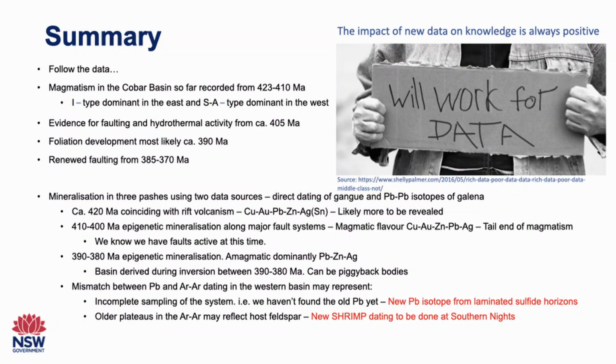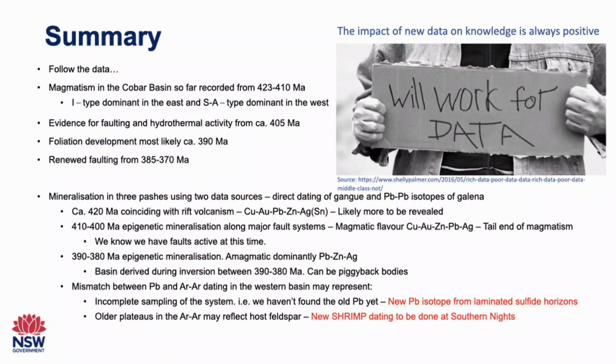So summary-wise, it's just follow the data with Cobar. The more we can get, the better. I mean, we haven't gotten to the bottom of every one of these systems yet. I know that I haven't gotten the oldest age I can out of the skarns at Hera, for example. But we're doing our best, and we're coming up with a more and more consistent picture, and different methods are agreeing, which is what's really nice.